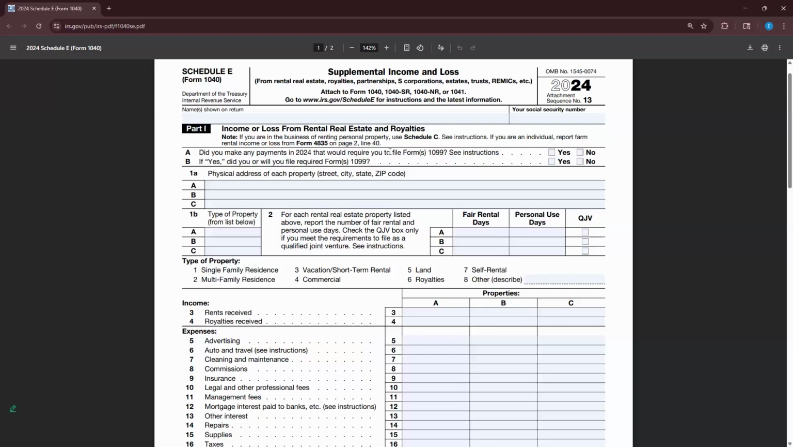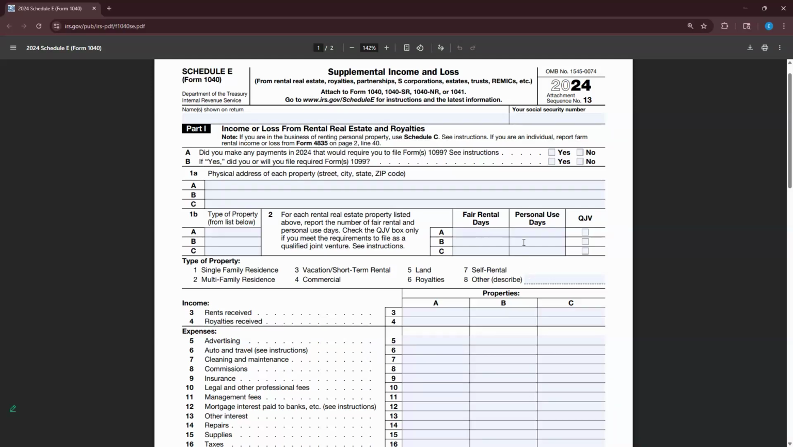It asks if you made any payments that will require a 1099. This is like if you pay a contractor or someone to do work and you pay them more than $600, you need to file Form 1099. Here you would list the physical address of the property, and the type of the property: is it single family, multifamily, a vacation short-term rental, or a commercial space such as office buildings, land, royalties, self-rental, other?